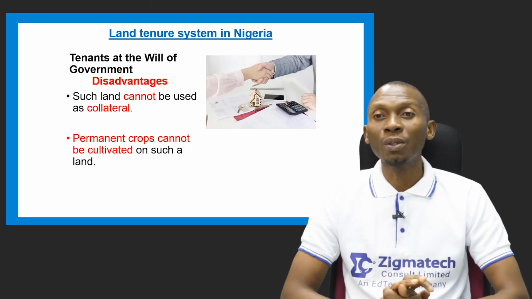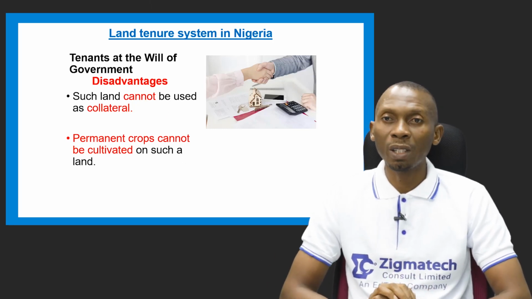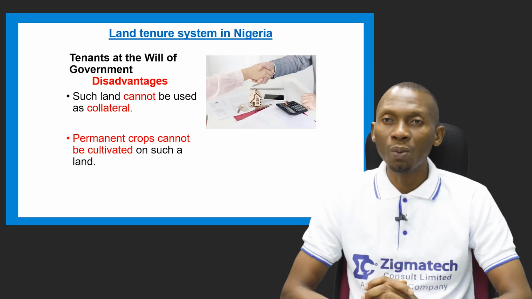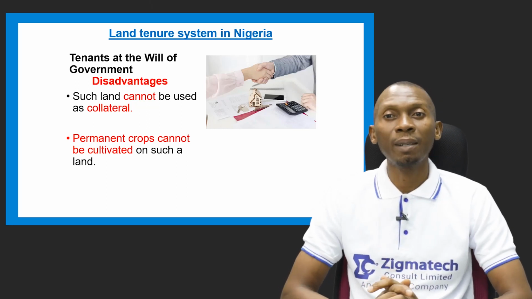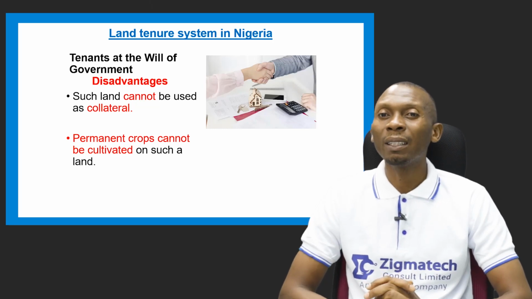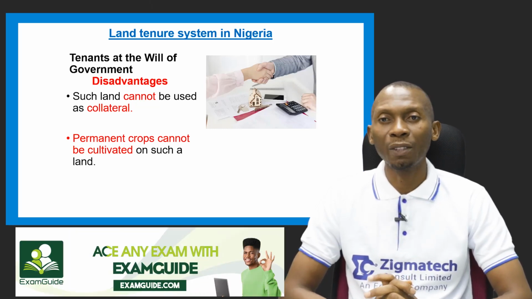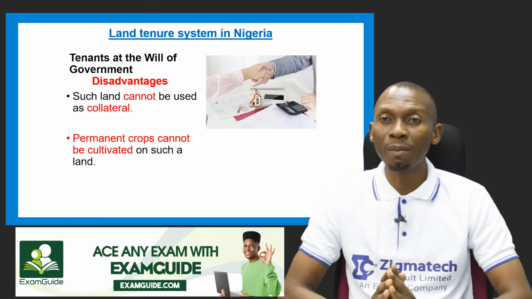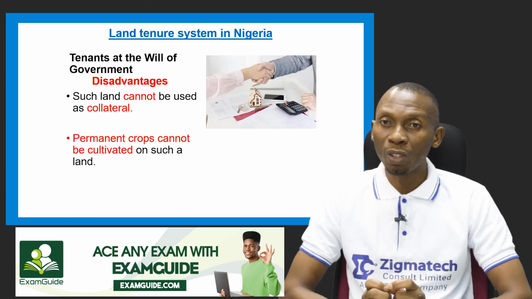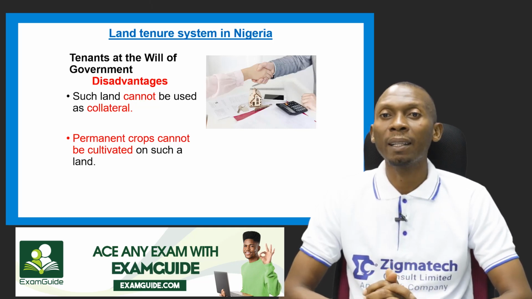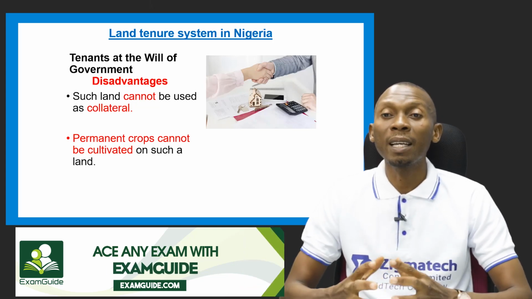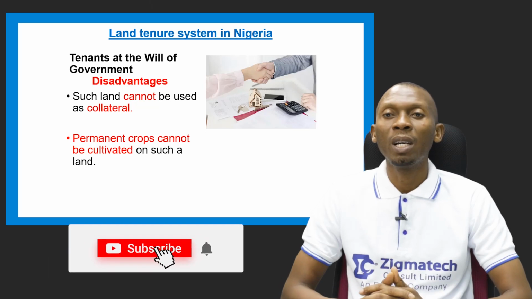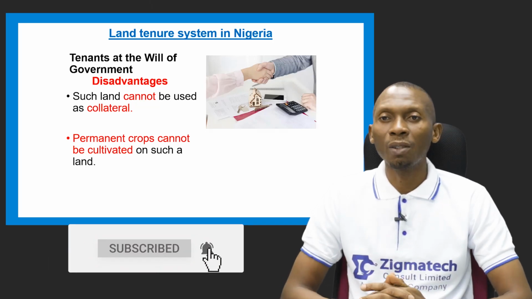Now, such lands can also not be used as collateral to obtain loans from financial institutions, and also under this system, permanent crops cannot be cultivated on the land. Remember, the land does not belong to the farmer, so he will use it for a short period of time and return it back, let go of it, back to the government. So permanent crops, which take a long time to mature, cannot be cultivated on such land.